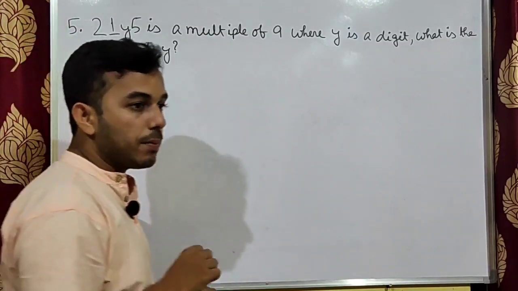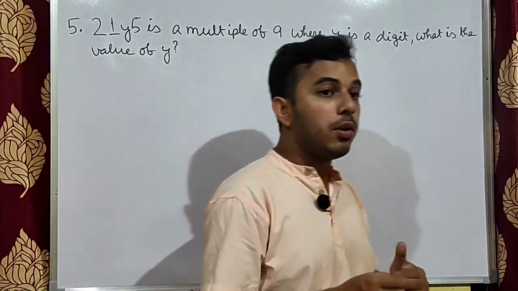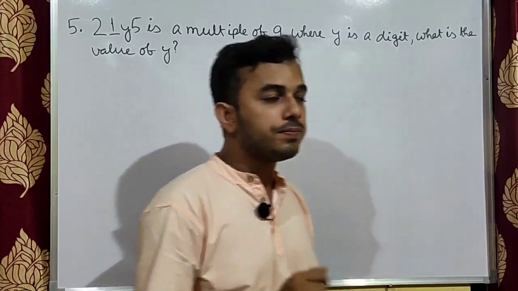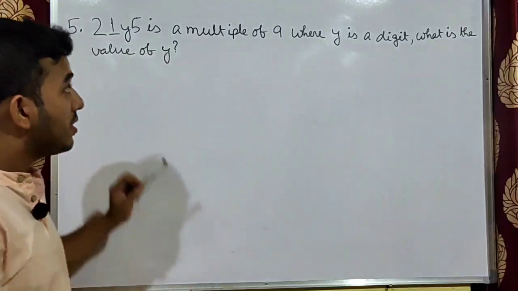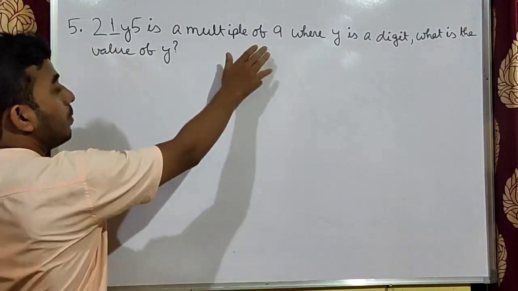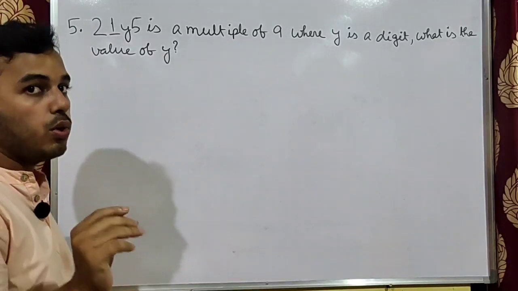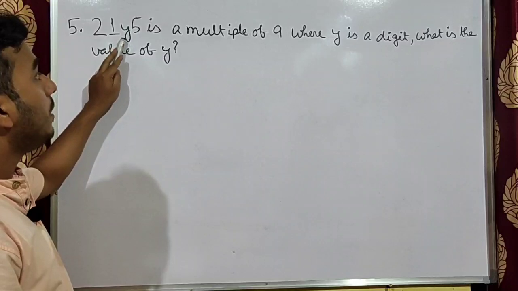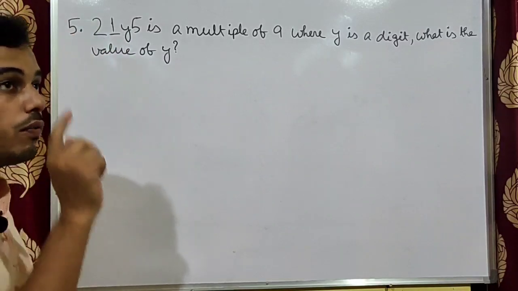As I told you earlier, a multiple means we have its factors, and we know a number can be divisible by its factors, right? Now this number, 21y5, is a multiple of 9, so it is already divisible by 9. Now we have to find which number can we put in the place of y.